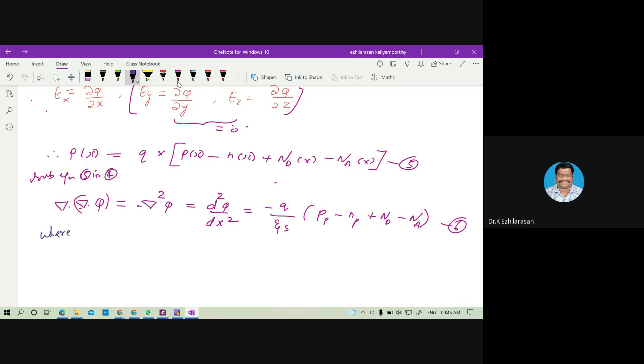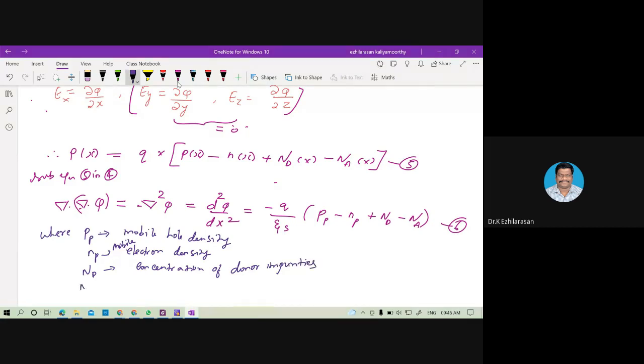Now, where p_p is nothing but the mobile hole density, n_p is the mobile electron density, Nd is the concentration of donor impurities, and Na is the concentration of acceptor impurities.